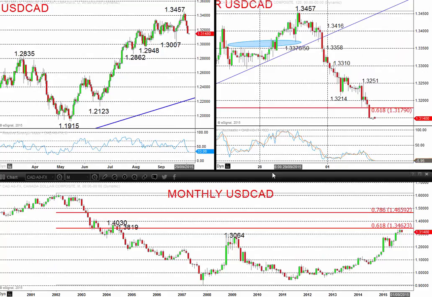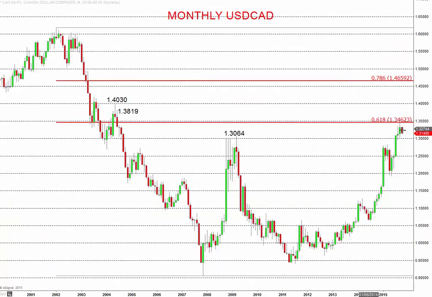And if we zoom out against that long-term monthly chart, we can see that multi-year retracement level as a target at 134.62 going into the early part of this month and potentially above.